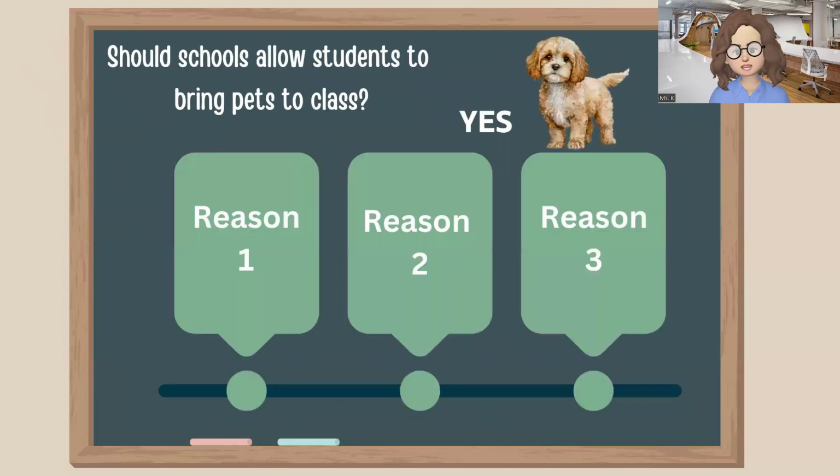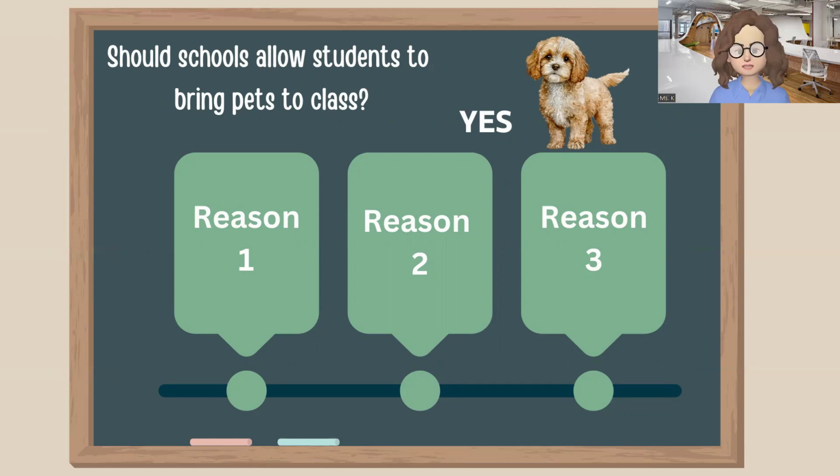So let's pretend that we chose yes, schools should allow students to bring pets to class. Okay, so if you think yes, the next step of the writing process is you want to think of reasons why. And you want to have 3 very clear reasons that you can develop this argument. So for reason 1, you want to pick a nice clear topic. Reason 2, a nice clear topic. Reason 3, a nice clear topic.